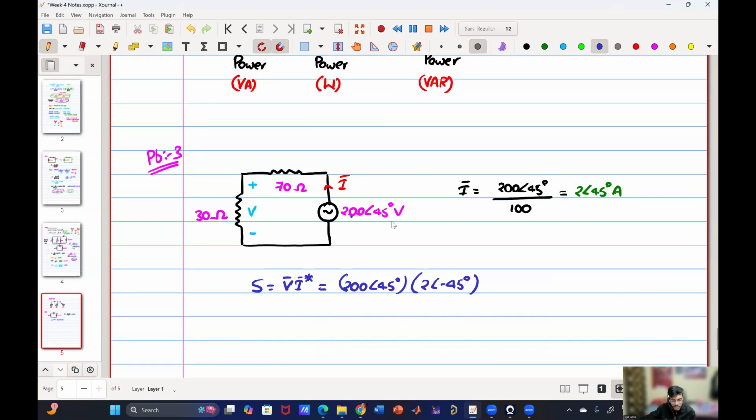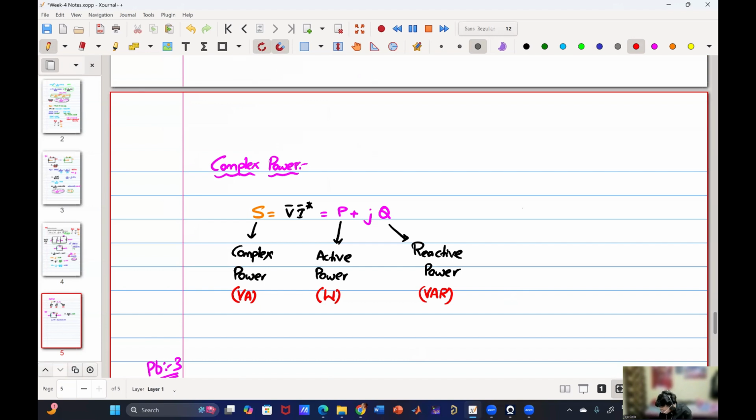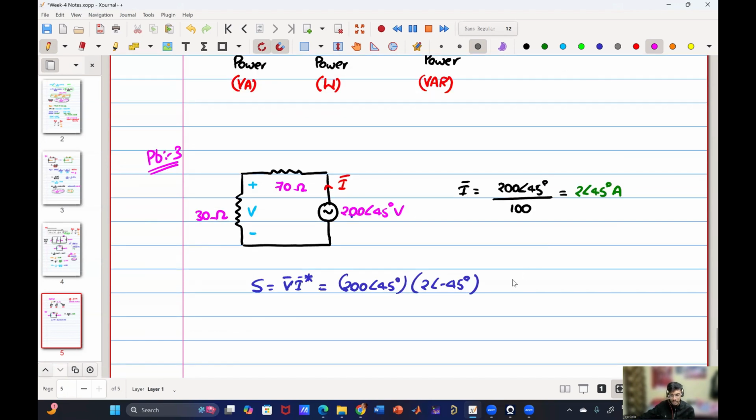Please keep these two formulas in mind. Let me just write it here. If I have V1 angle theta 1 divided by V2 angle theta 2, then I can write simply V1 by V2 angle theta 1 minus theta 2. Similarly, if I have V1 angle theta 1 into V2 angle theta 2, I can multiply V1 and V2 and then add the angles. Just like logarithms, if they are divided, the angles are subtracted. If they are multiplied, the angles are added. So now can you tell me what is the value of this? Anyone?